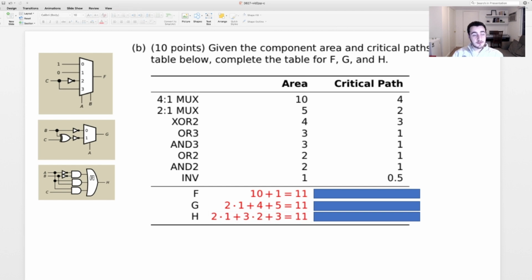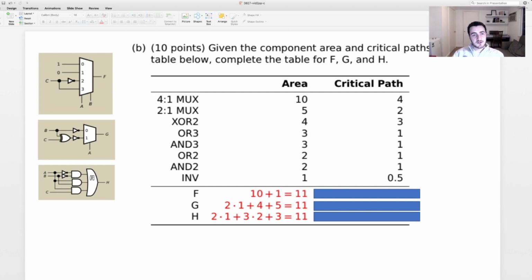Something that's interesting to note is even though these three circuits have the same area, they do compute different logical functions, so that shouldn't necessarily be correlated in your mind, right? Area can't predict what function it computes.